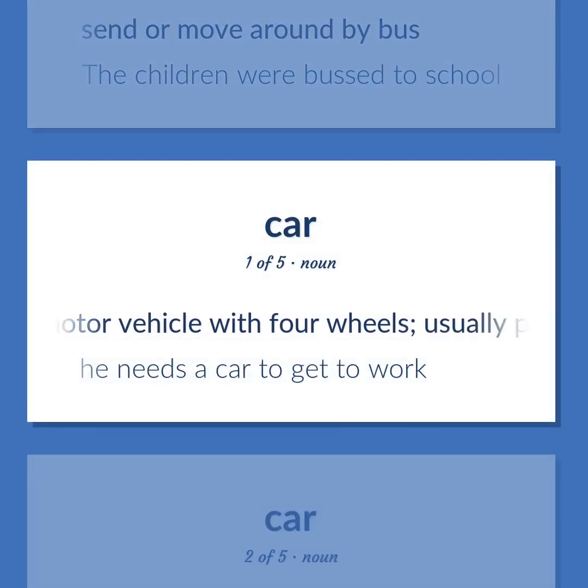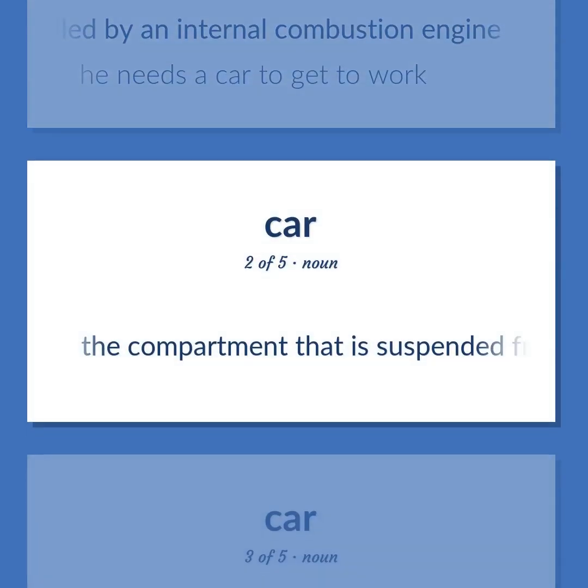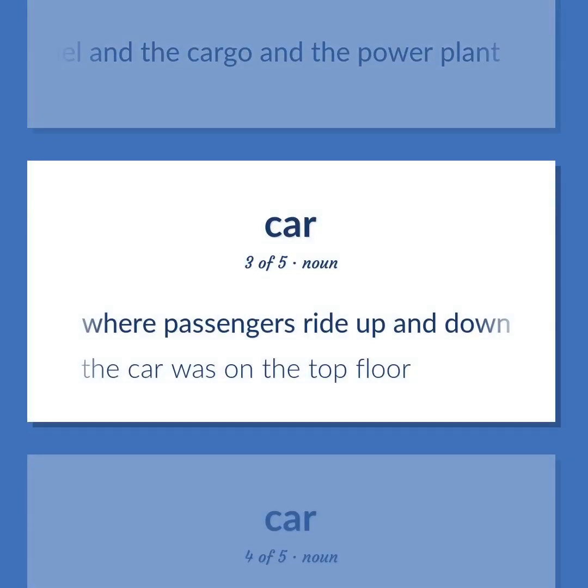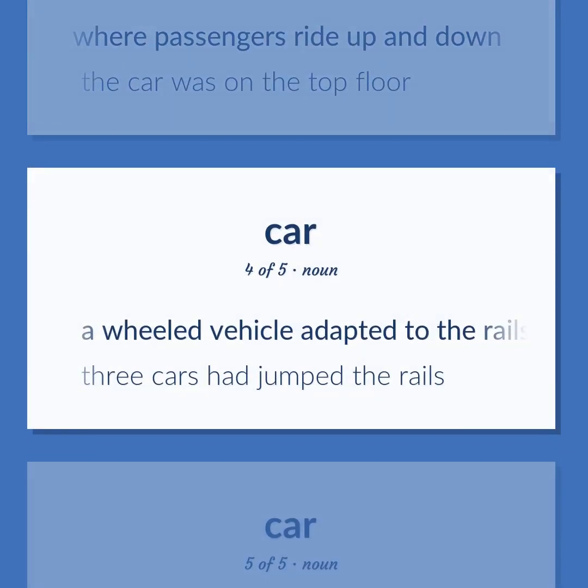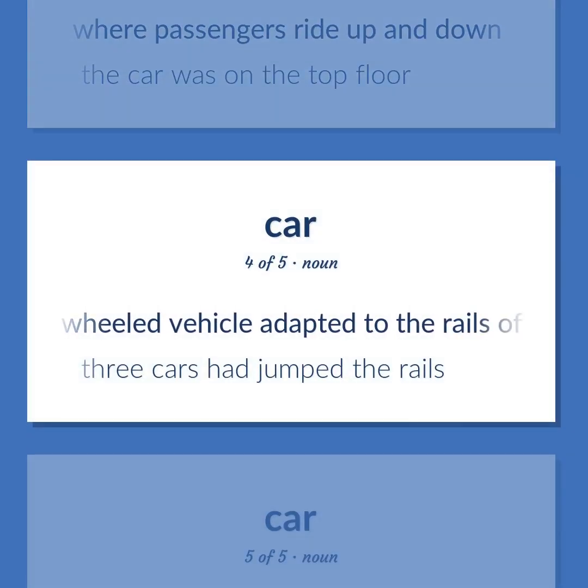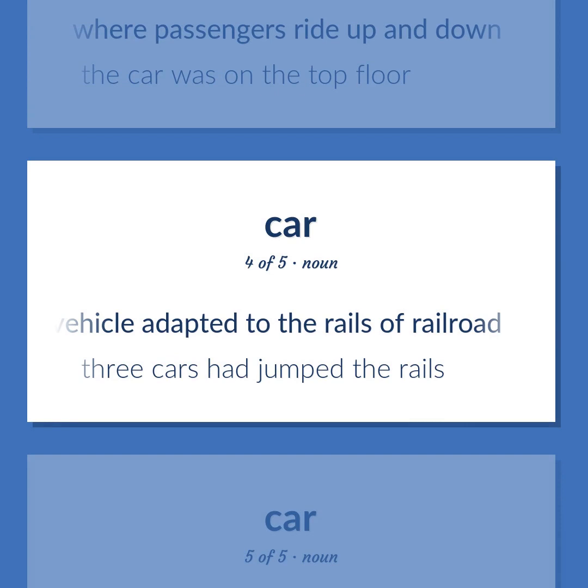A motor vehicle with 4 wheels, usually propelled by an internal combustion engine. He needs a car to get to work. The compartment that is suspended from an airship and that carries personnel and the cargo and the power plant. Where passengers ride up and down. The car was on the top floor. A wheeled vehicle adapted to the rails of railroad. 3 cars had jumped the rails.